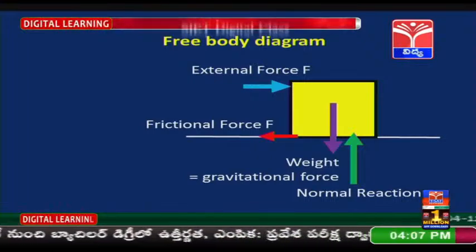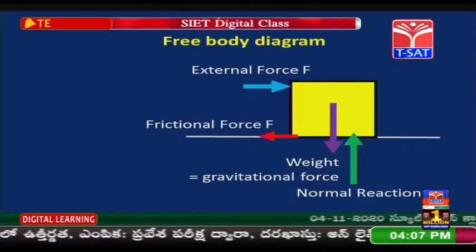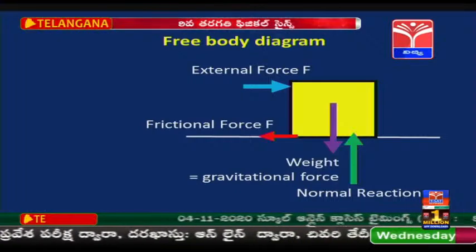So, when we draw all these forces acting on the object, we call this a free body diagram. Children, I would like to introduce something called internal force.